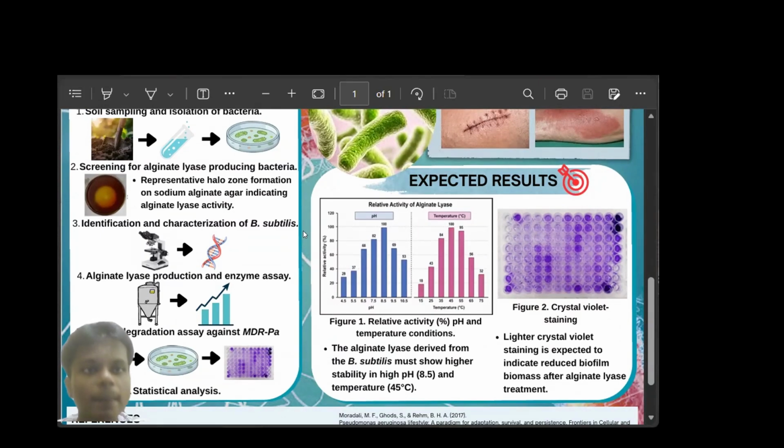the alginate. In conclusion, I hope this study may contribute towards the development of alternative and environmentally sustainable approaches for controlling biofilm-associated antimicrobial resistance.